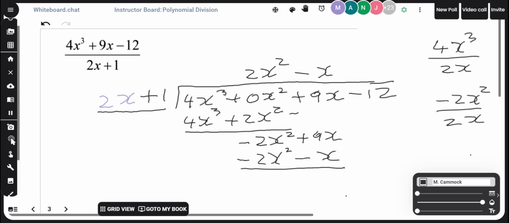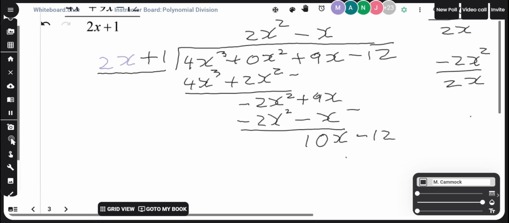Now remember, and I'm glad that Riddy just asked that question, I'm subtracting. That's what I'm doing. So now I have 9x minus negative x. Right? That's what I'm doing. 9 minus minus 1, so that's actually 10x. And then I'm going to bring down that minus 12. Now, we have to keep going with this division until, here's when you stop.